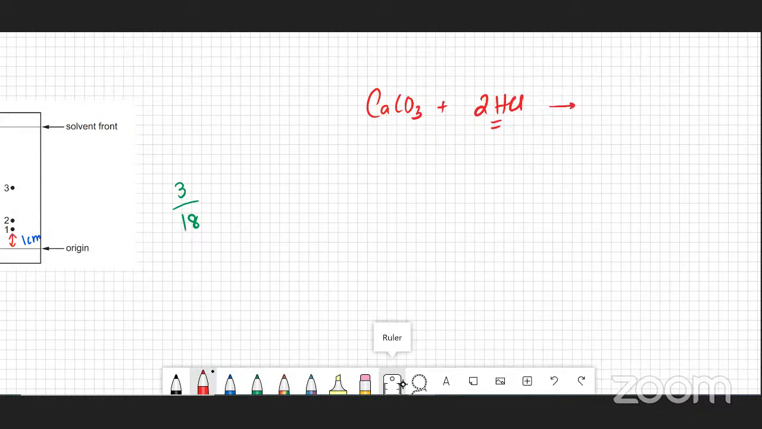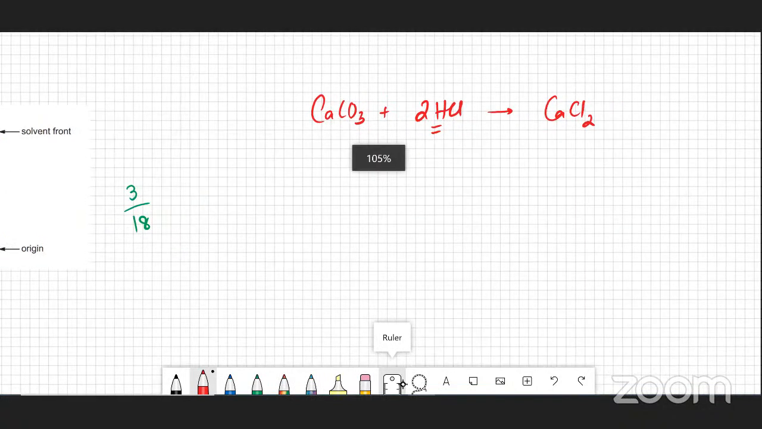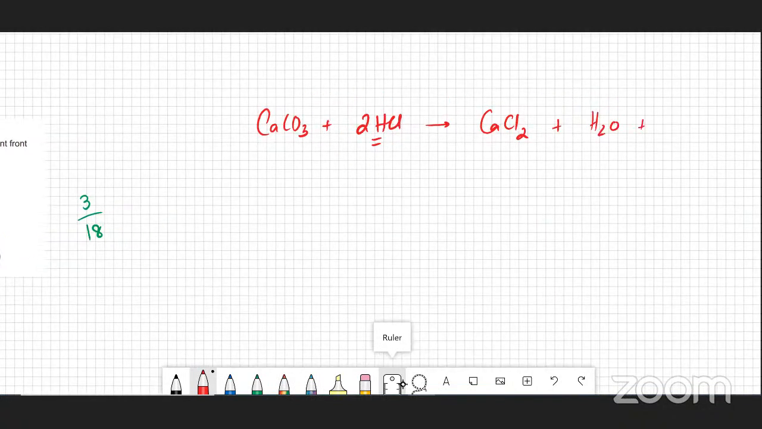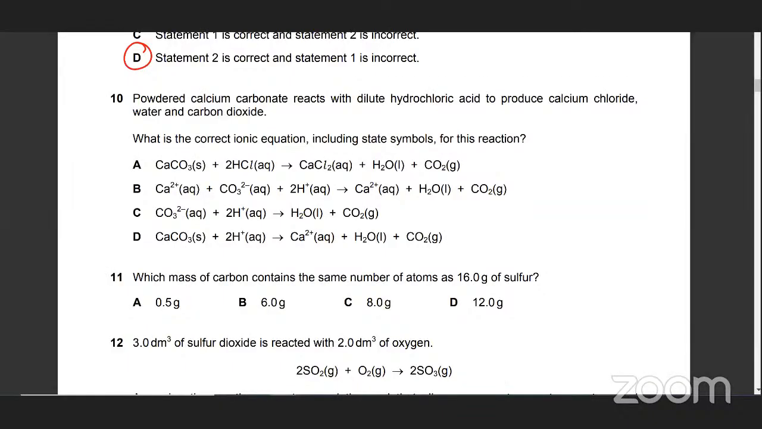Salt किस तरह बनती है? Get rid of the H. उसकी जगह there would be Cl. Calcium is 2 plus, Cl is minus 1. So it's going to be CaCl2 plus H2O plus CO2. And that's your balanced equation. ठीक है, that's your balanced equation.